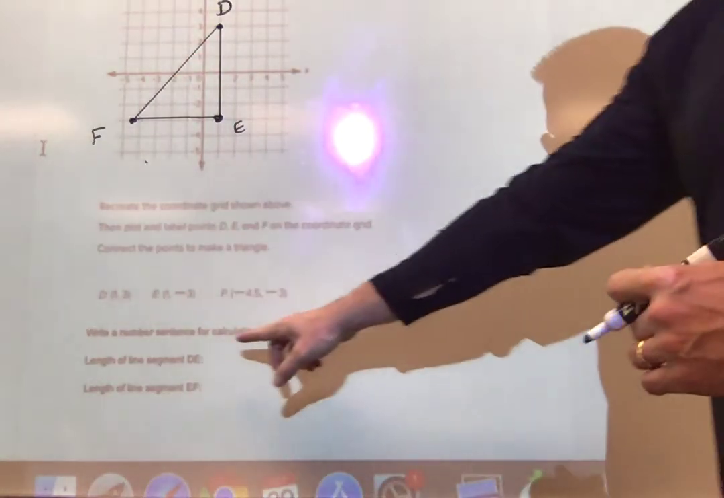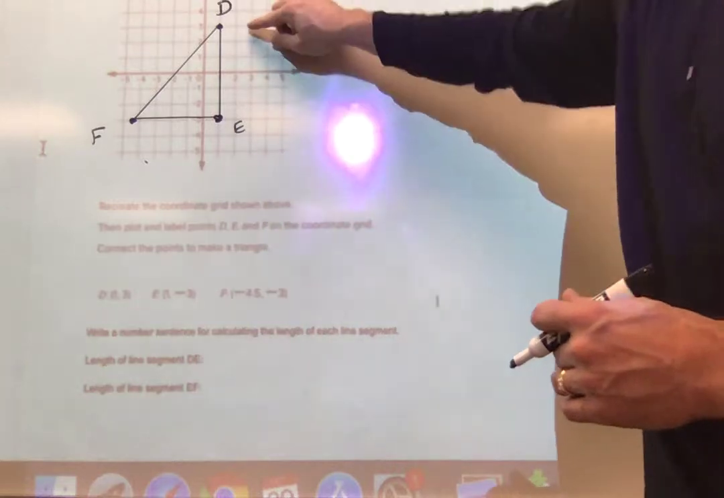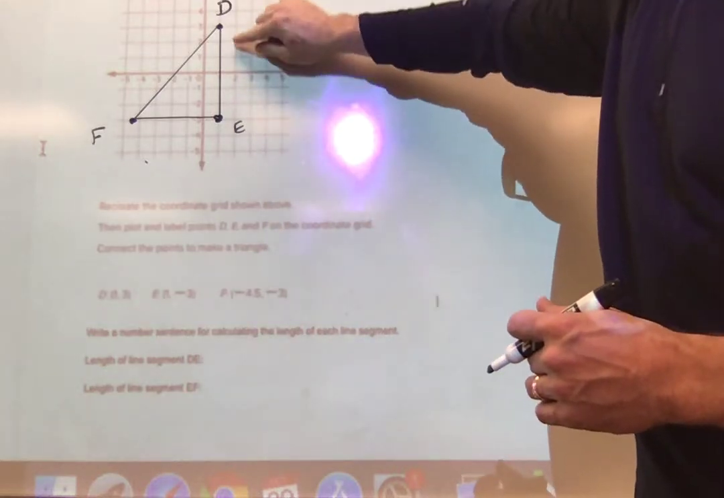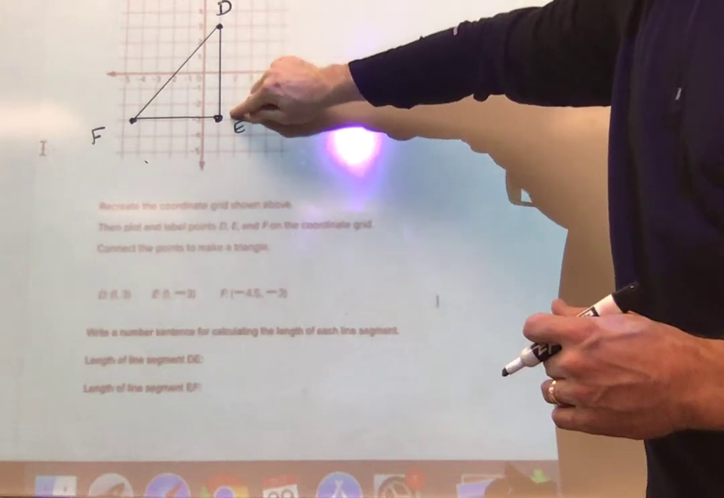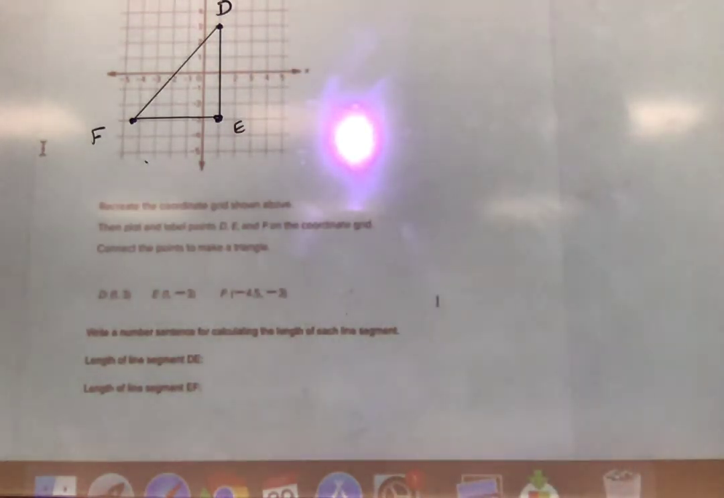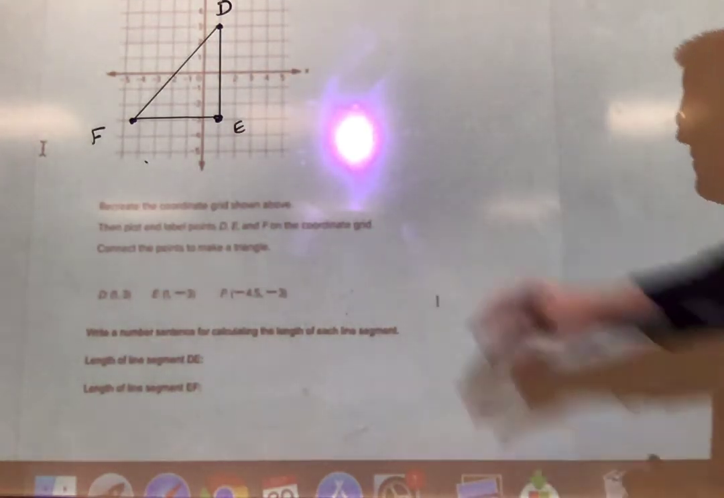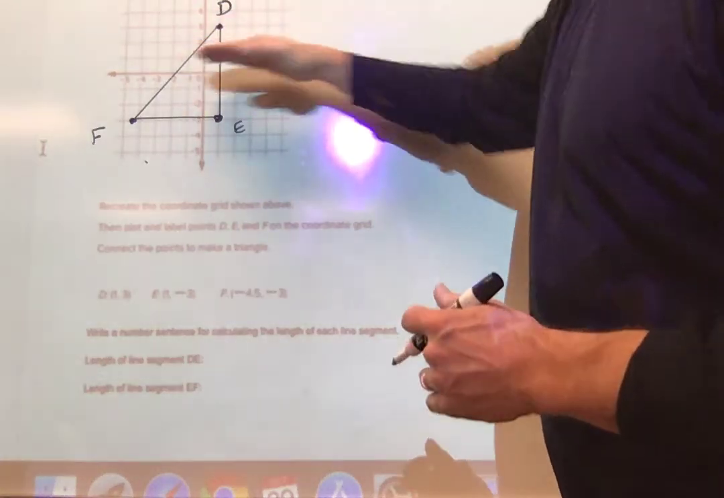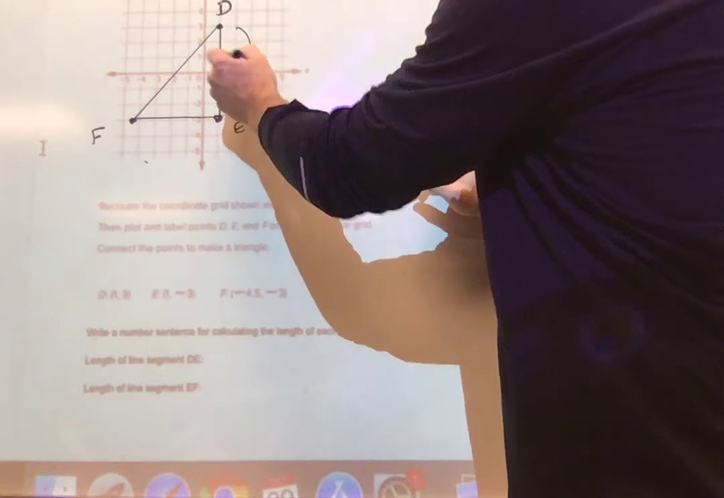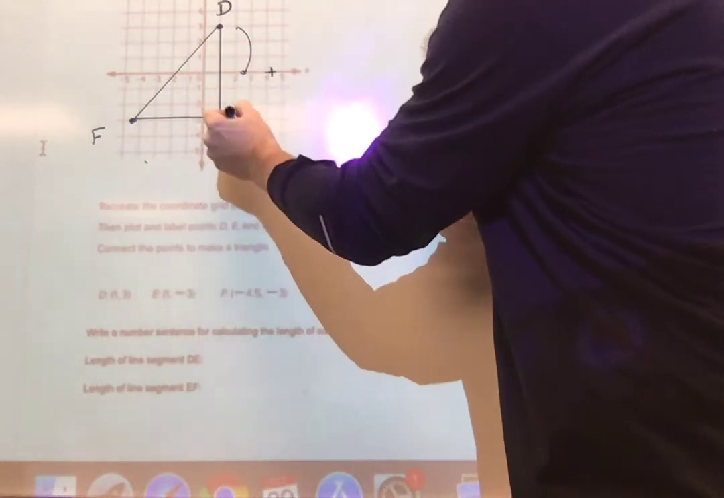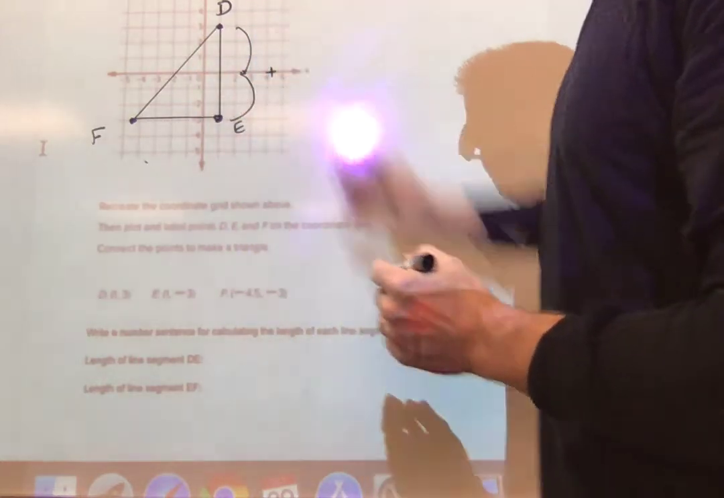So we need to write a number sentence that will find the length of DE. So that is right here. Again, I should be able to easily see that it's 3 from here to here and 3 from here to here. So it should be 6 long. And how we can do that, remember, is absolute value. We're comparing to this 0 line. The distance from here to here plus the distance from here to here. We should be able to add those up.